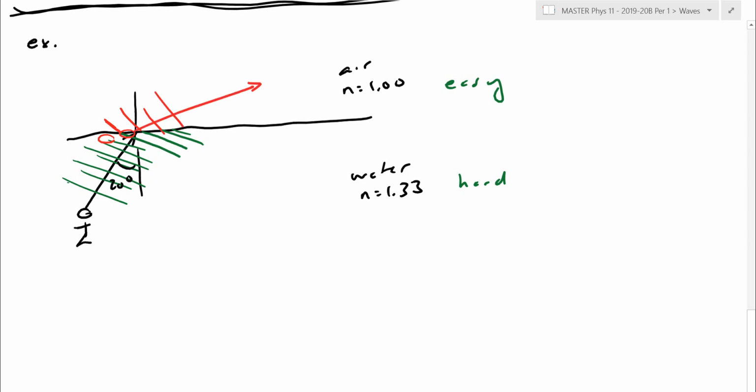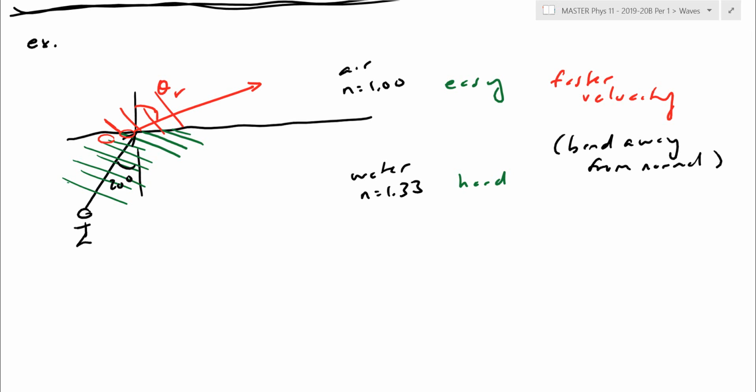If I actually compare this ray, this marching band as they leave, I would expect the angle out to be away from the normal because it's actually easier. I have a faster speed out here, faster velocity. So anytime I go hard to easy, I expect the angle to bend away from normal. Let's verify that using Snell's Law, bend away from normal.